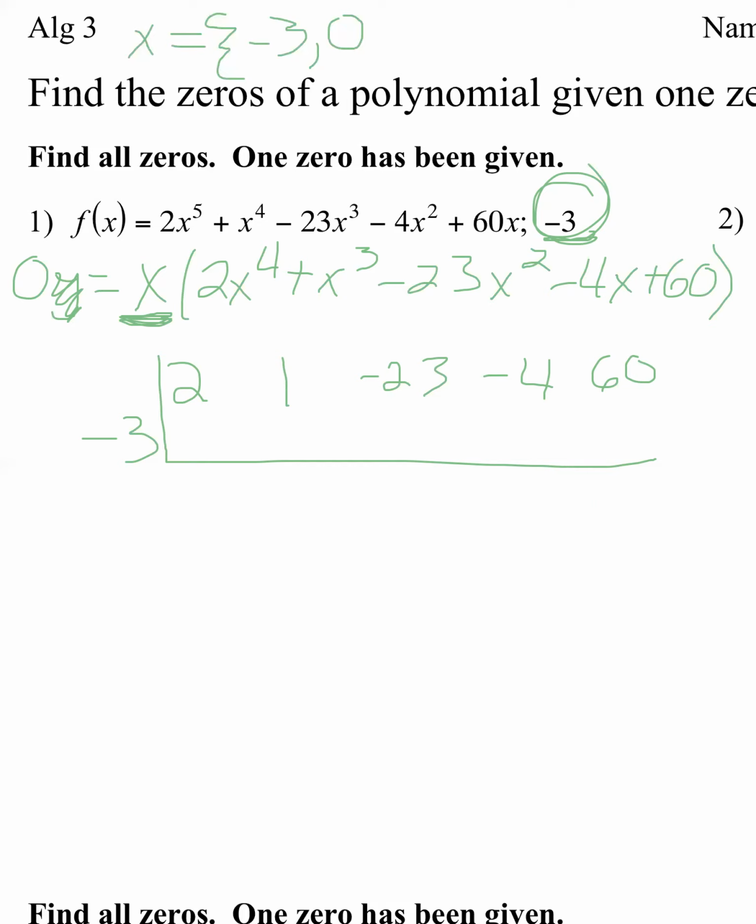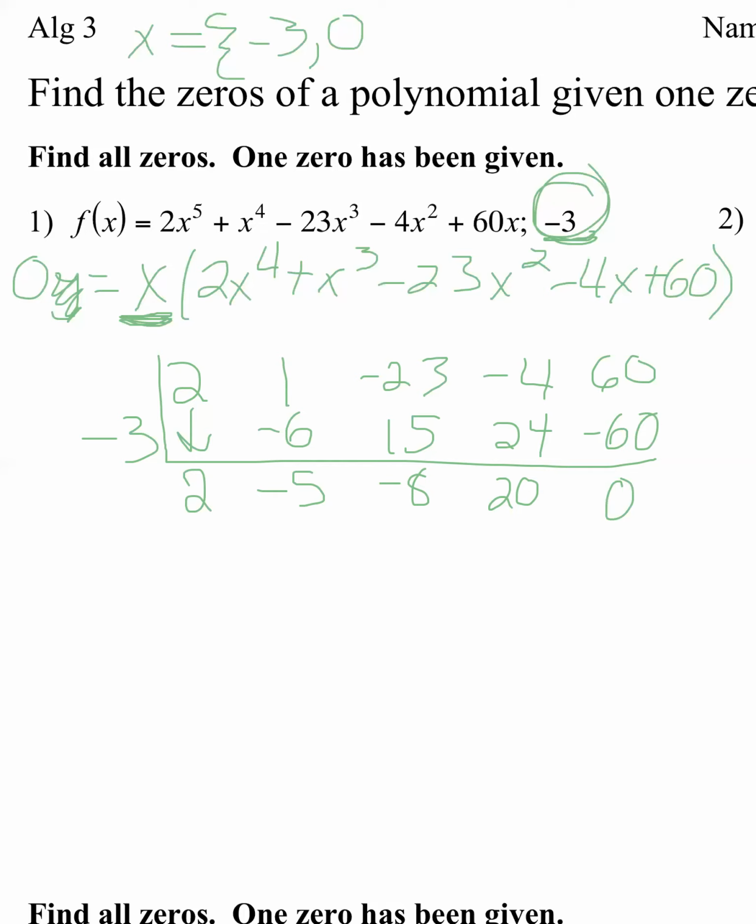So let's try it. Drop down the 2. -3 times 2 is a -6. 1 minus 6 is -5. -3 times -5 is 15. -23 and a +15 is a -8. -3 times -8 is a +24. -4 and +24 is a +20. -3 times 20 is a -60, and I end up with a 0, just like I was expecting.